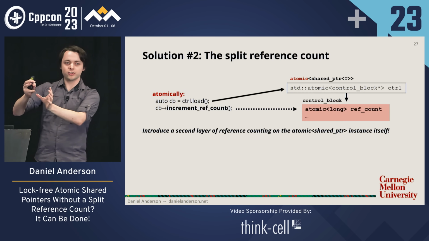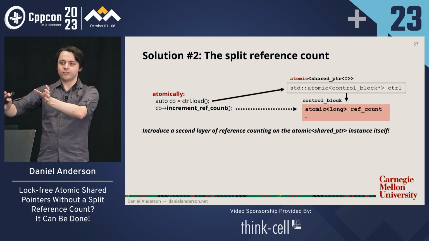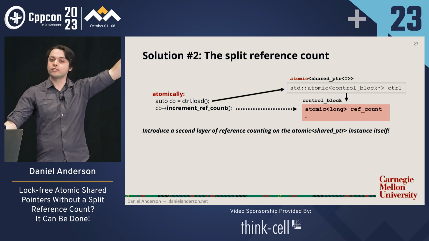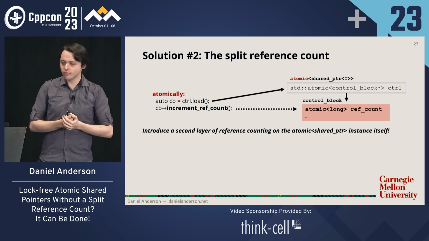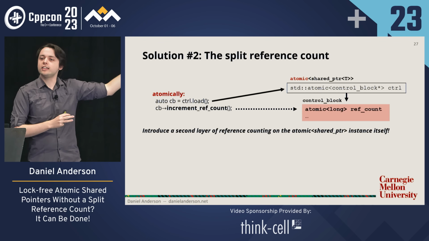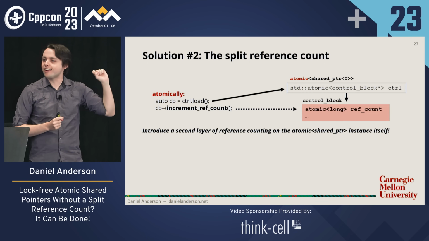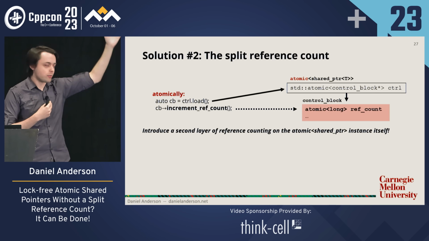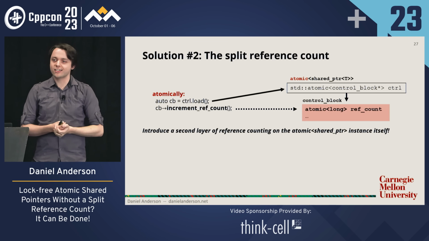So the reference count is protecting the managed object, and then the reference count is protected by another reference count. There's two layers of reference counting now, not just one. If I was born sooner and I got to invent this, I would have called this two-layer reference counting. I like that name better than split reference count. I think it's more intuitive, but I was born too late, so it's called the split reference count technique.